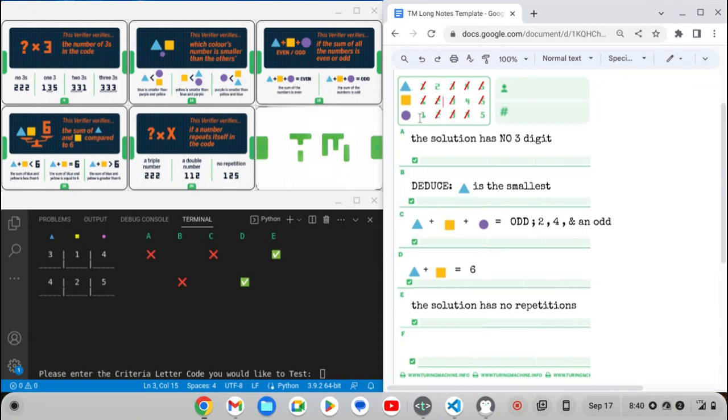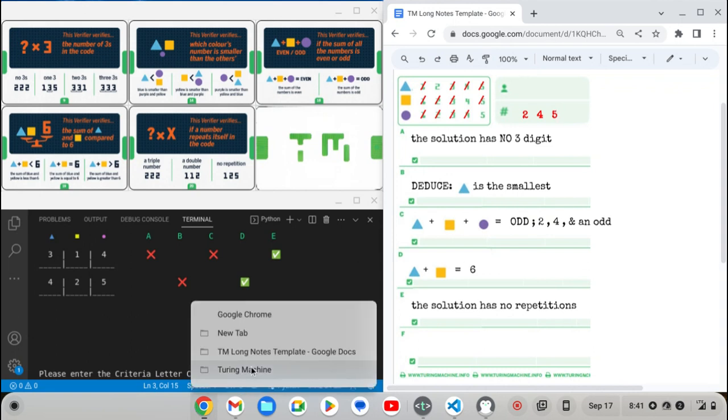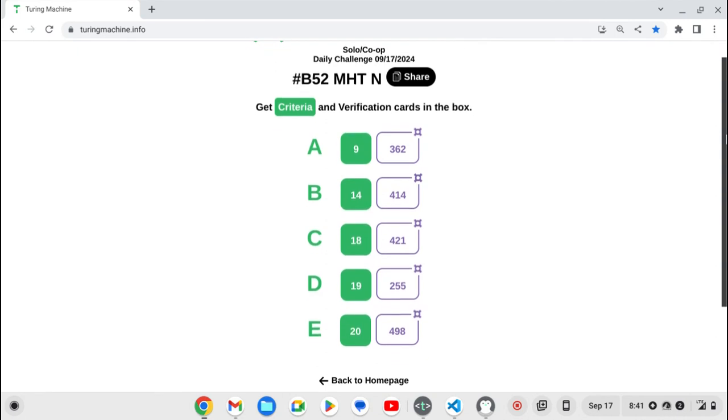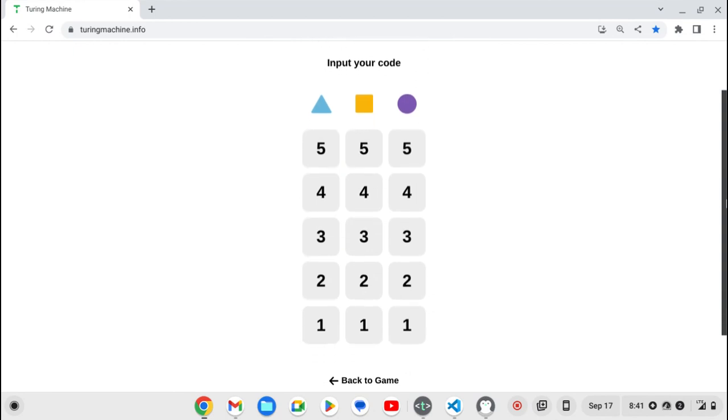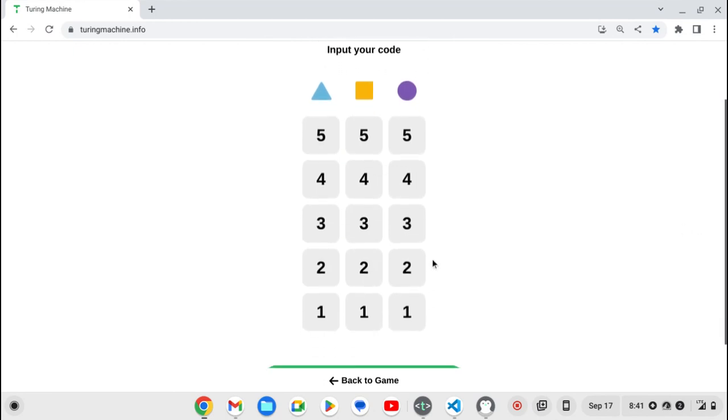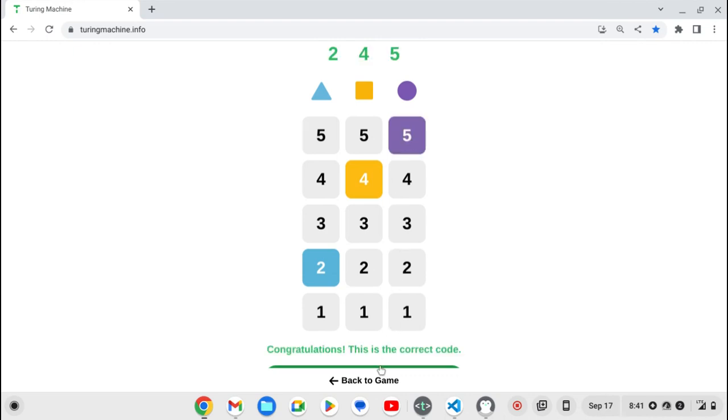And as I stated, I don't believe circle can be 1 because then you can't order it. So it looks like the solution is 2, 4, 5. So let's go type that up. Okay, well, let's go verify. Okay, so 2, 4, 5. There we go. Fantastic. So we got the right solution.